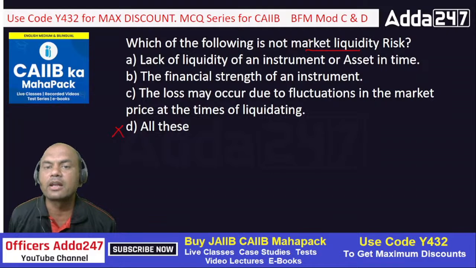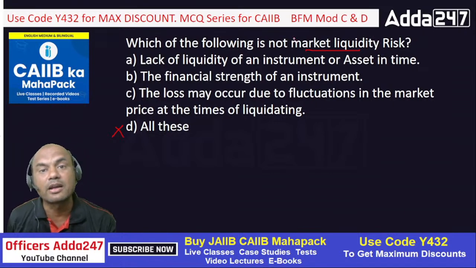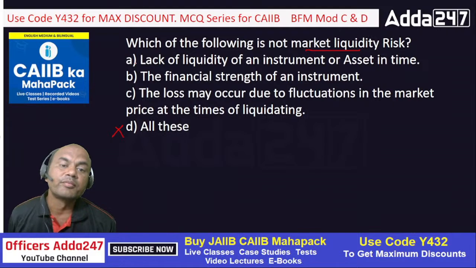Your flat at Nariman Point is good. So your property, your financial instrument is good. It is having the strength. But what is not having the strength? The market conditions are bad. So coming back over here, the answer is B.